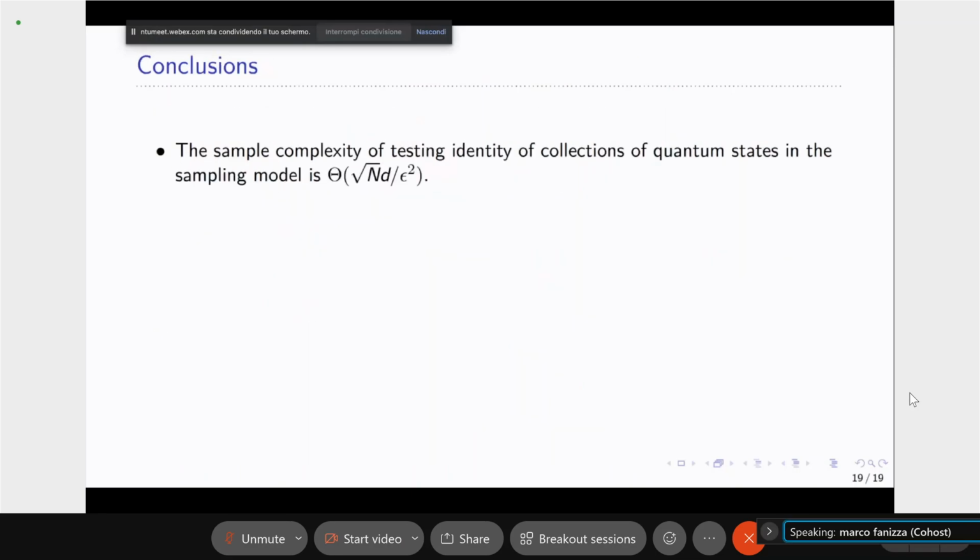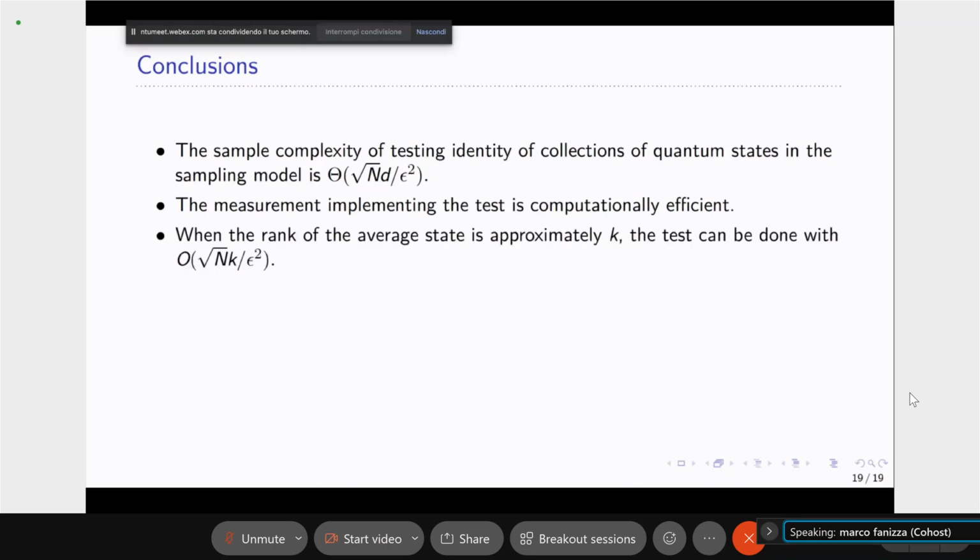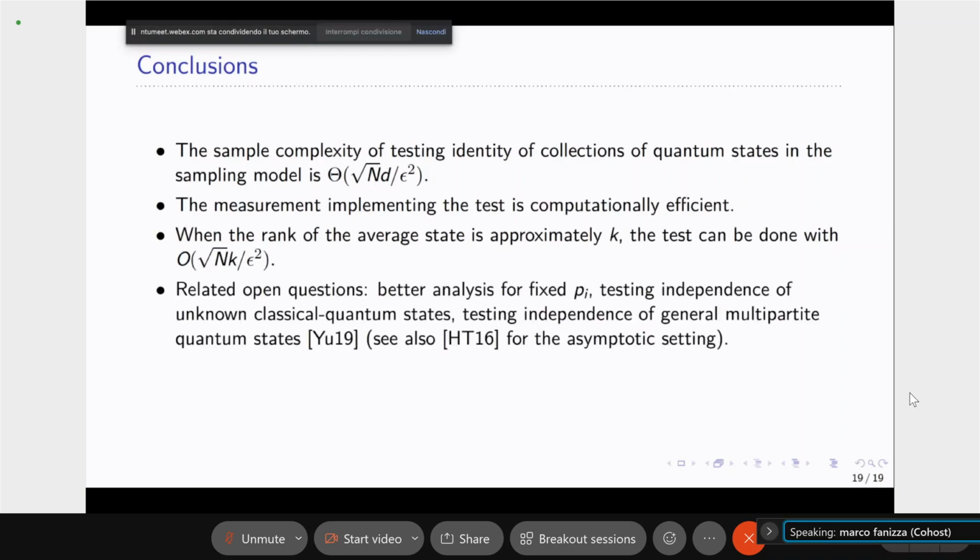Okay, so now I'm ready to finish. Let me just state again the result. The sample complexity of testing identity of collections of quantum states in the sampling model is square root of n times d divided by epsilon squared. The measurement implemented in the test is computationally efficient. We also have this result that I didn't mention, but it's easy to obtain, that when the rank of the average state is approximately k, the test can be done with square root of n k over epsilon squared copies.